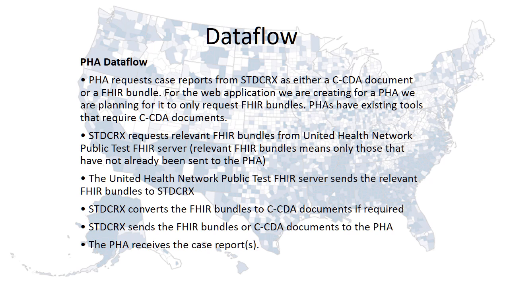If a PHA, public health agency, requests this case report from STD-CRX, it can request it as either a CCDA document or a FHIR bundle. STD-CRX itself will then request the information from the FHIR server. The FHIR server will return a FHIR bundle. If needed, STD-CRX can convert the FHIR bundle to a CCDA document. And then STD-CRX sends either a FHIR bundle or CCDA document to the PHA, whichever was requested in the first place by the PHA.